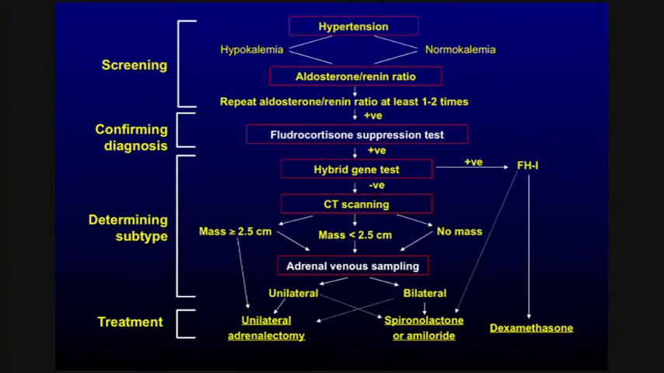This is the process that we use in Brisbane for the diagnosis of primary aldosteronism, including the screening part involving measuring the aldosterone-renin ratio, confirming the diagnosis involving a suppression test, and we use the fludrocortisone suppression test, and determining which subtype of primary aldosteronism, be it the hybrid gene form or a unilateral or a bilateral form, which involves doing adrenal venous sampling. The reason I'm showing this slide is that every step of this process involves accurate measurement of aldosterone.